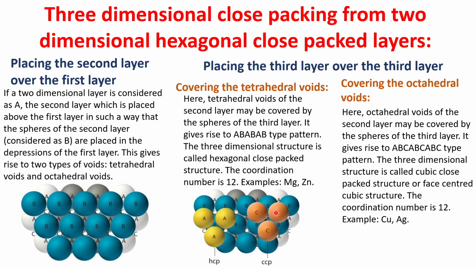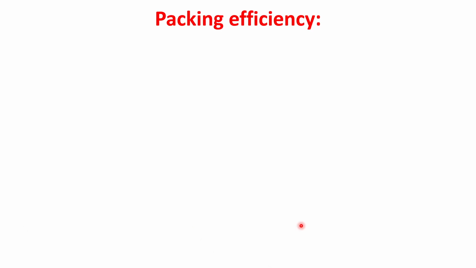So this kind of pattern generated over here gives an ABC type pattern, and the three-dimensional structure is called a cubic close packed structure or face centered cubic structure. The coordination number here also is 12, and these kinds of patterns are formed by copper and silver.